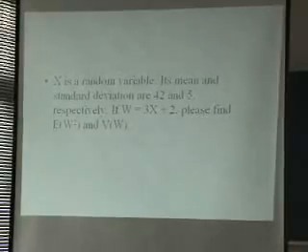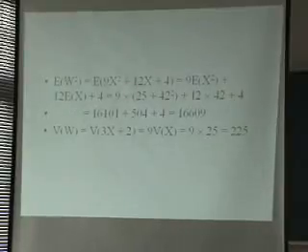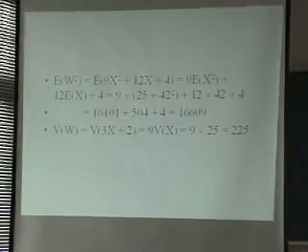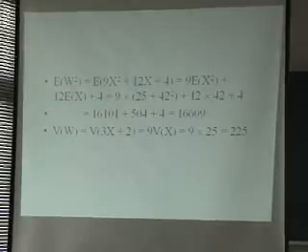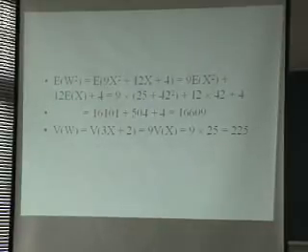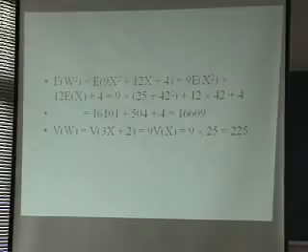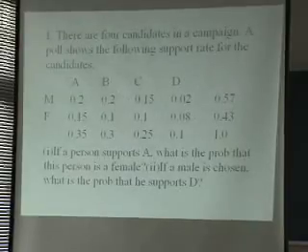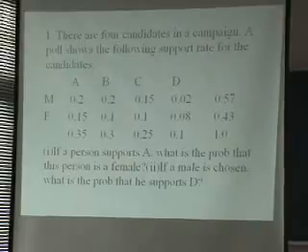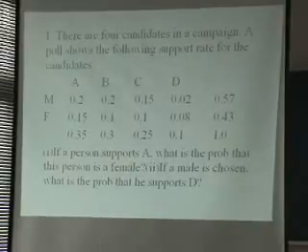Okay, done. So the answer: expectation of W squared is 16609. Variance of W is 225. Okay, another question.